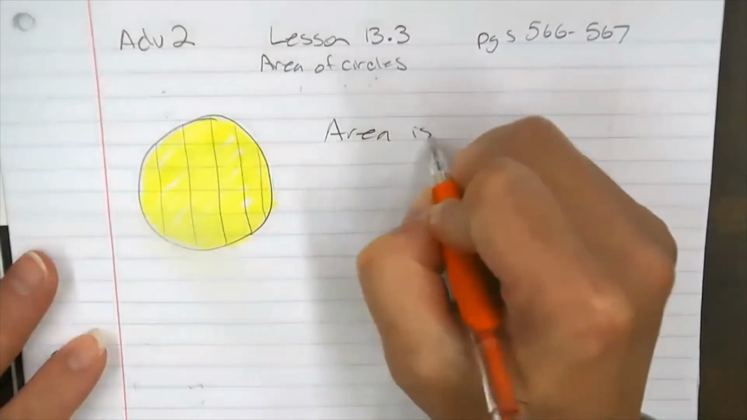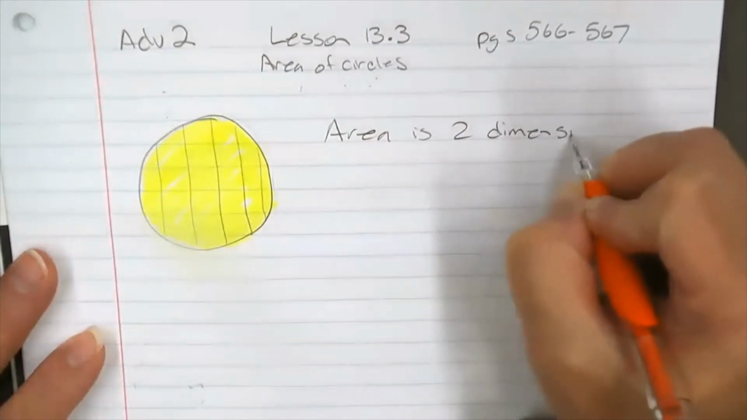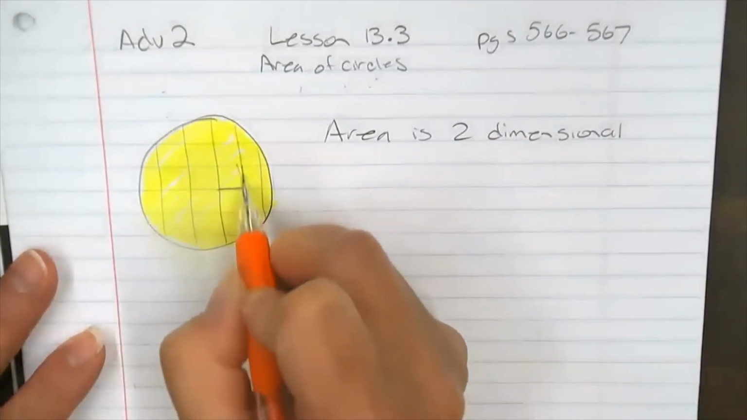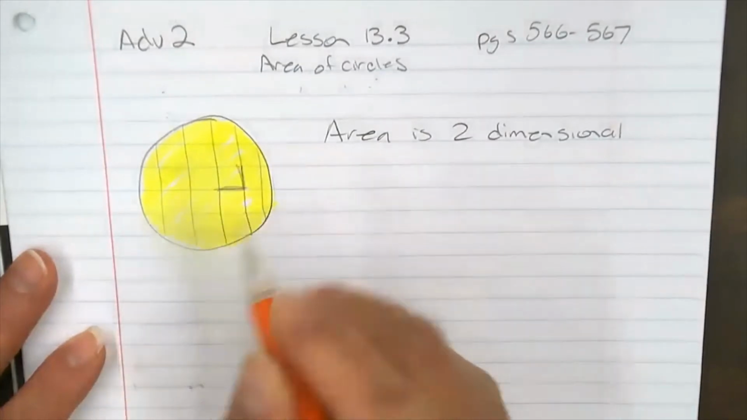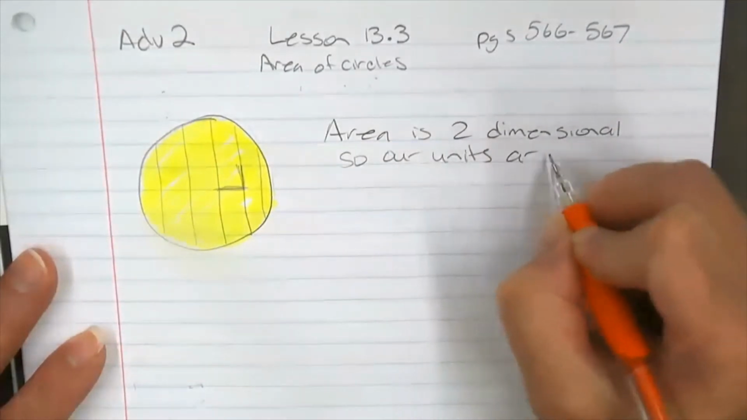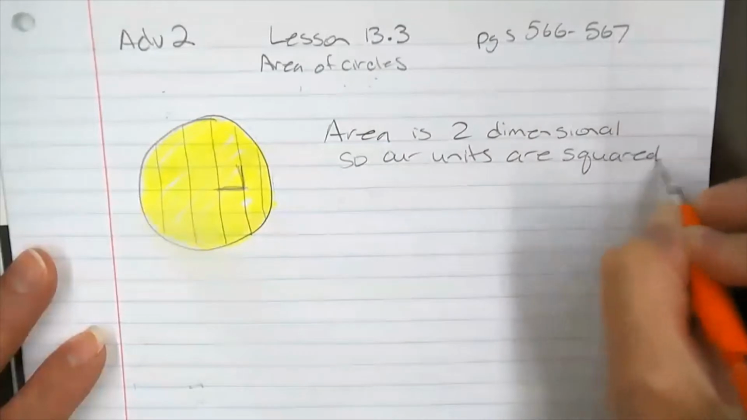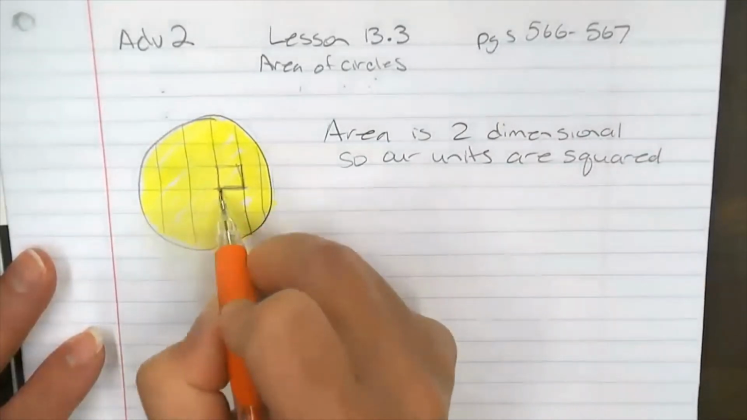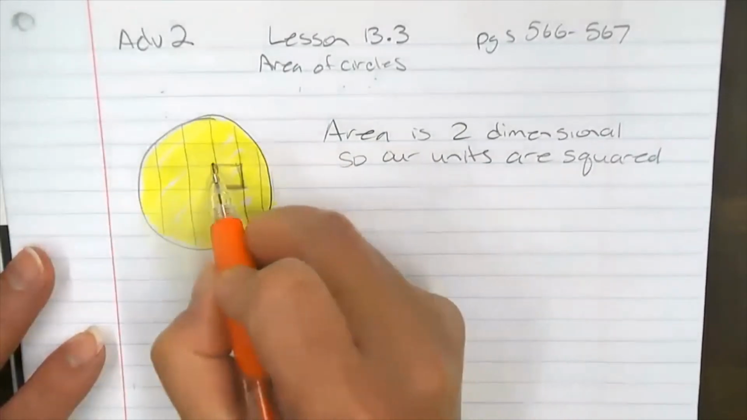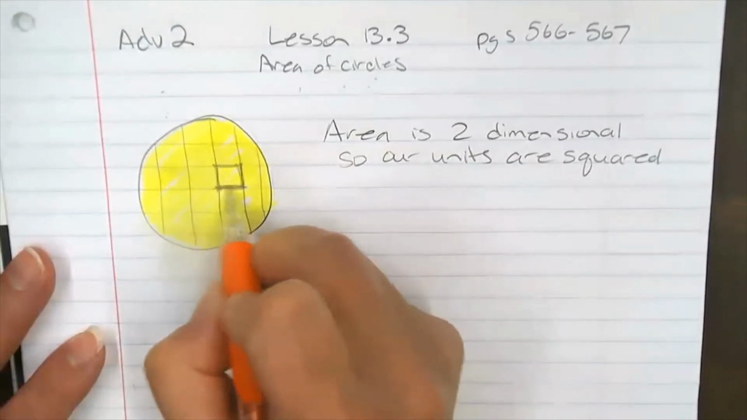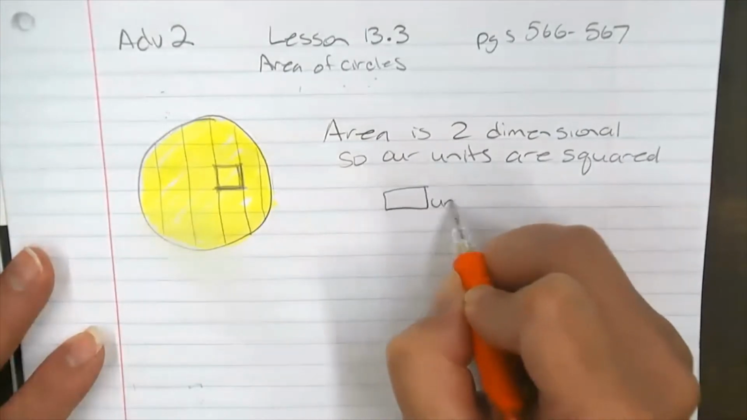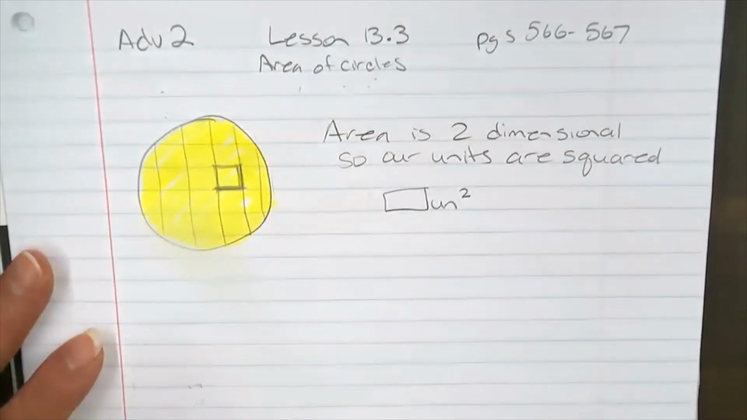And area is two-dimensional. It has width and it has height. So it is two-dimensional, so our units are squared. And that kind of makes sense. We're talking about the squares inside the edge. Inside the edge, we're talking about these squares. It's two-dimensional. We have width and we have height. So therefore, our units are squared. Okay?